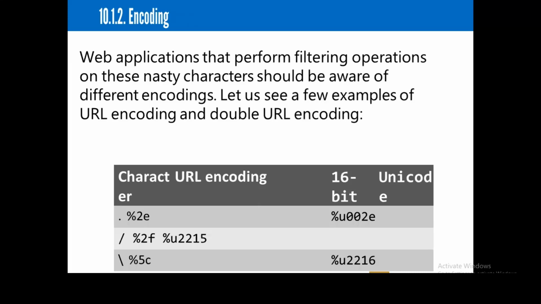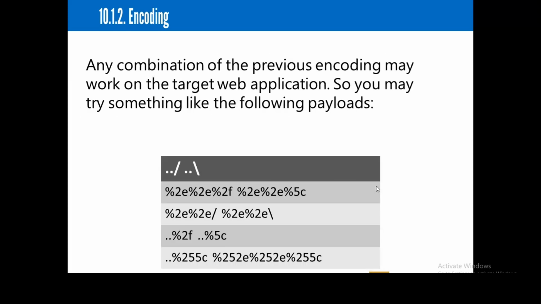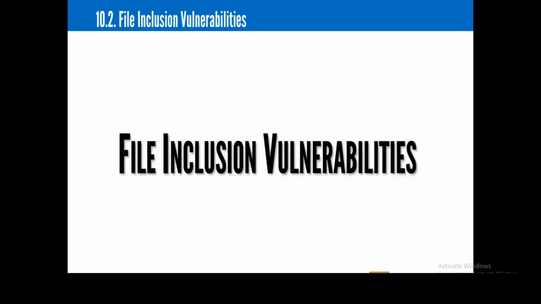Another thing we need to understand is encoding. Web applications that perform filtering operations on these nasty characters should be aware of different encodings. There are different levels of encoding. Let us see a few examples of URL encoding. These are the different types of URL encoding, then the character encoding, and the 16-bit encoding. Any combination of these previous encodings may work on the target web application, so you may try something like the following payload. All these filters can be bypassed.